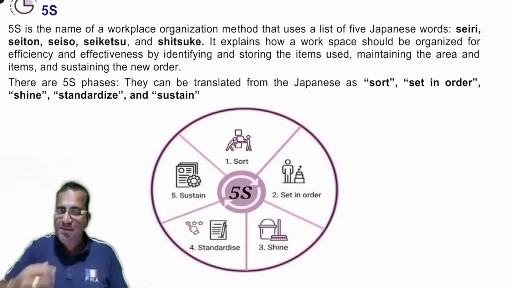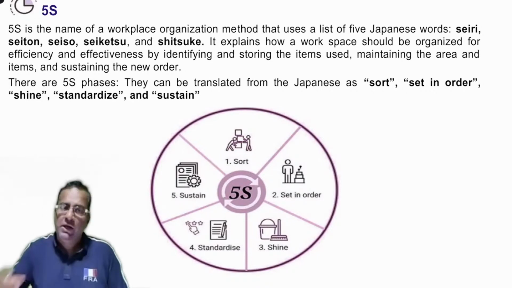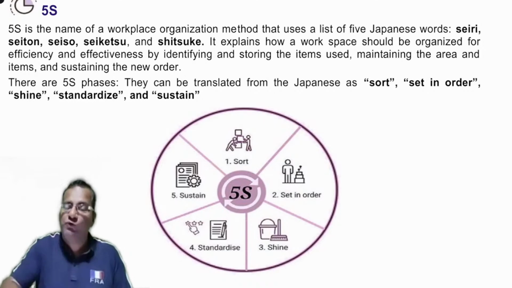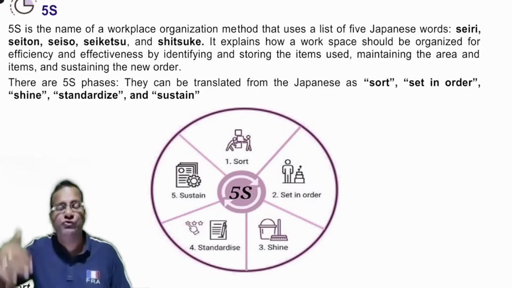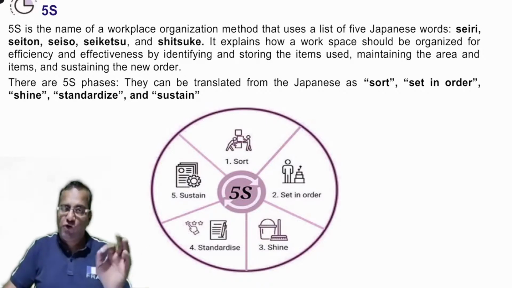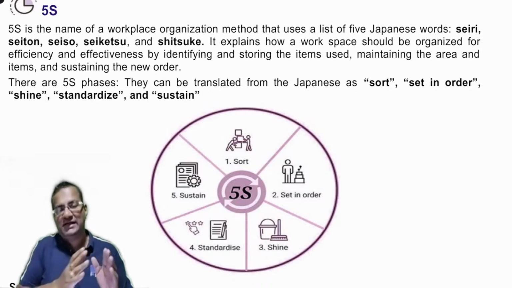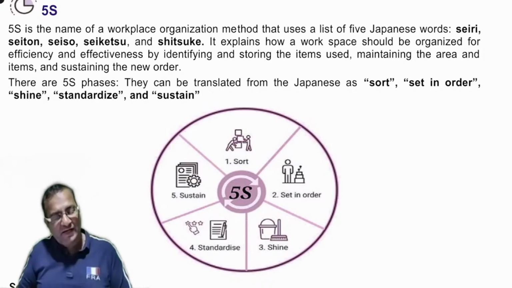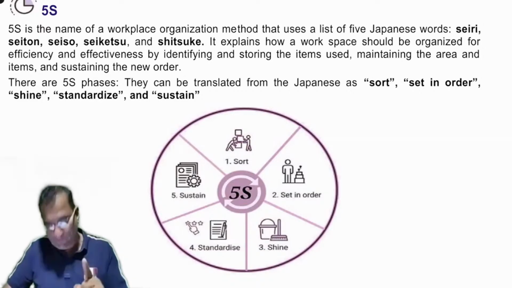Some items might be unnecessary in that workplace. You have to remove those. Also, it might be possible that there are items that are necessary, but they don't belong to that workplace. They belong to some other workplace. So you have to send those items to the proper location. So sorting is all about identifying and segregating the necessary and the unnecessary items, in other words, the needed and the unneeded items in the workplace. So this is the very first step.